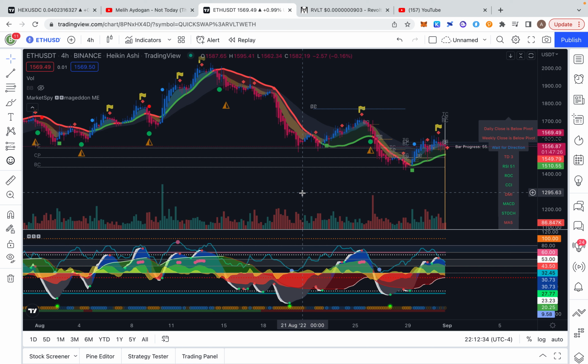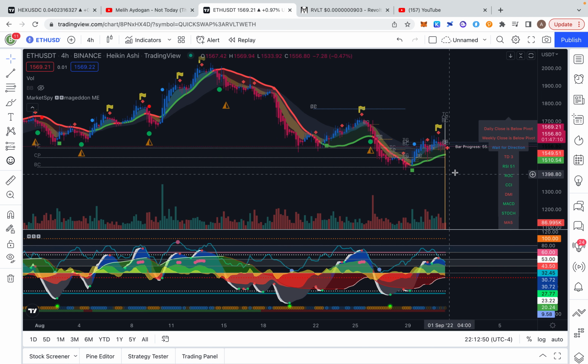It's Mike here, and we're just checking out the ETH-USDT pair on Binance. Now, this is the 4 hour, and we're using Market Spy Armageddon. This software is pretty interesting. I mean, there's a lot going on with it.